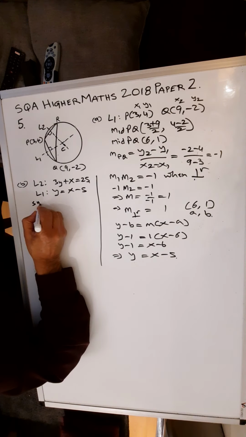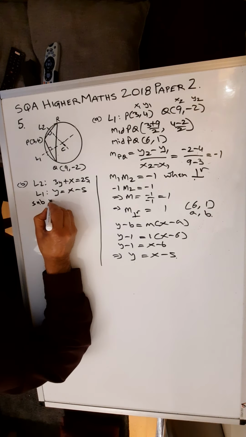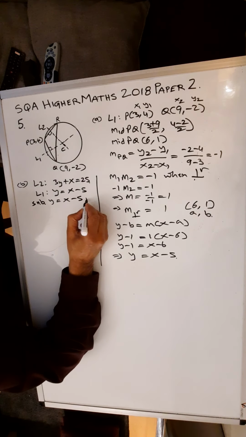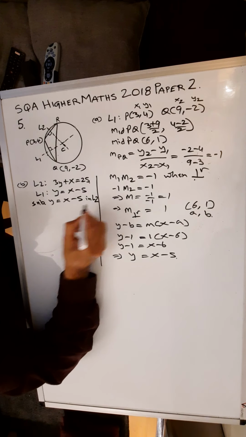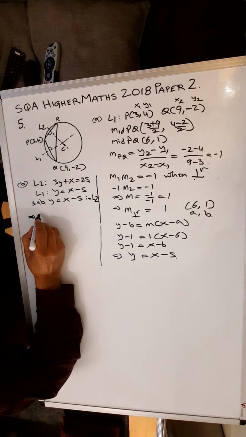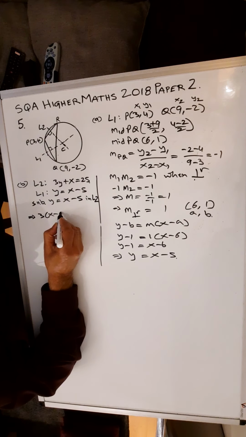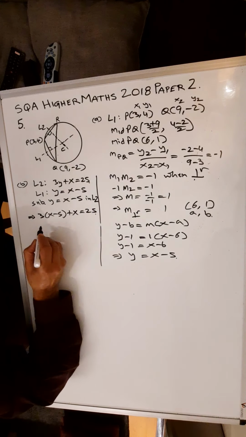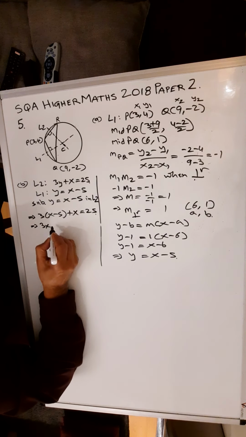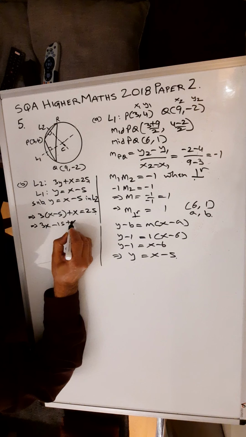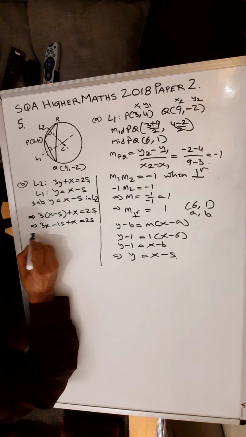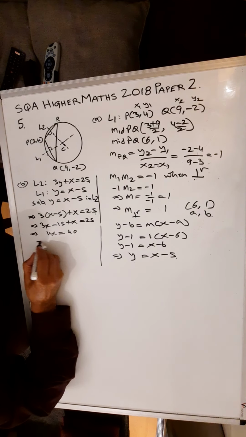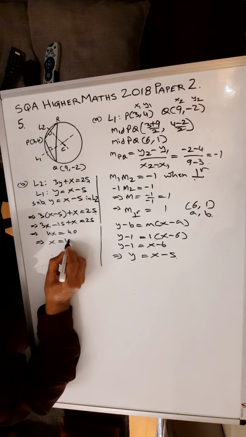So you could sub y equals x minus 5 into L2. So that means that 3 times (x minus 5) plus x is equal to 25. That means that 3x minus 15 plus x is 25, which means that 4x, take the 15 to the other side, is 40, which means that x is 10.